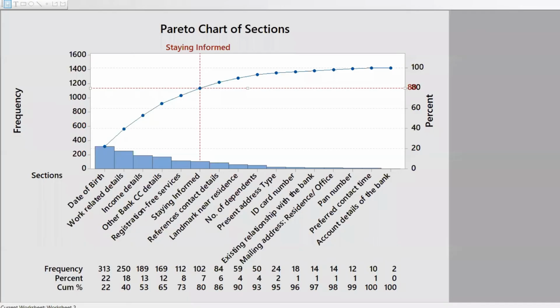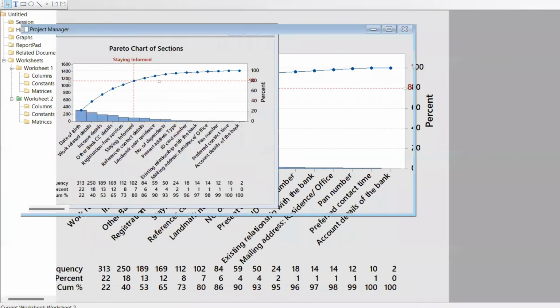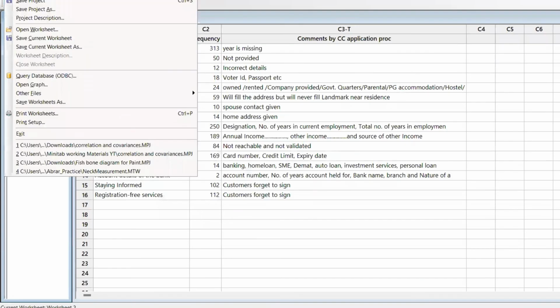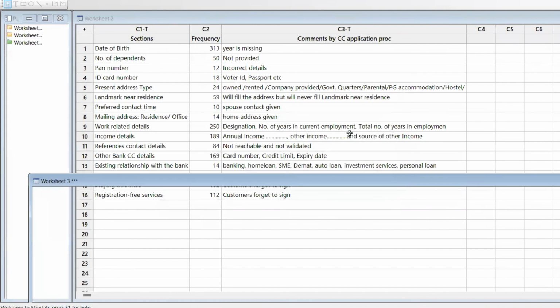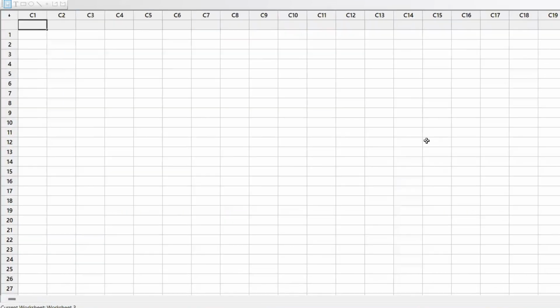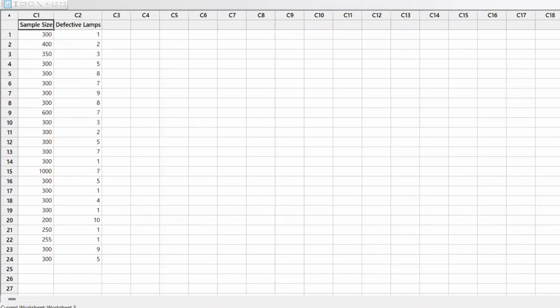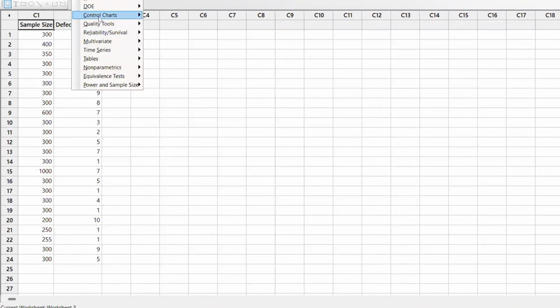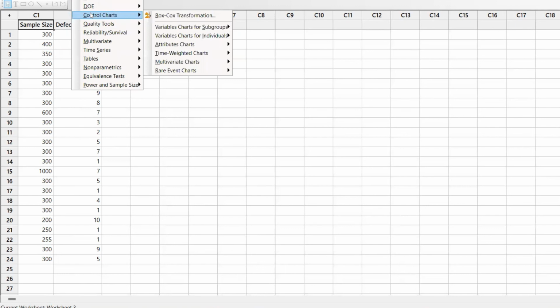What I'm going to do is open up a new one. I will just paste this value. So this is the discrete one. Go to start, and you can go to control chart.